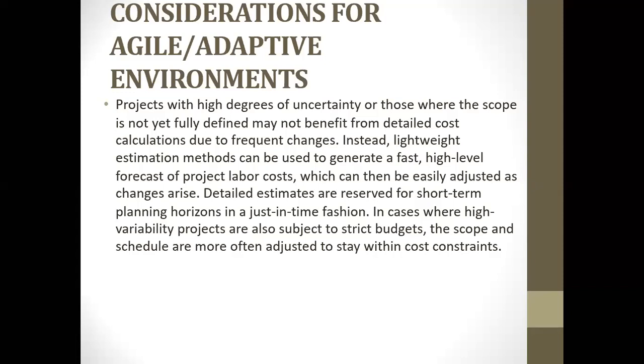One of the importance of the agile environment is that it deals with projects of high uncertainty, projects that have frequent changes to deal with. So instead, lightweight estimation methods can be used to generate a fast, high-level forecast of project labor costs, which can then be easily adjusted as changes arise. Detailed estimates are reserved for short-term planning horizons in just-in-time fashion. In cases where high variability projects are also subject to strict budgets, the scope and schedule are more often adjusted to stay within the cost constraints.